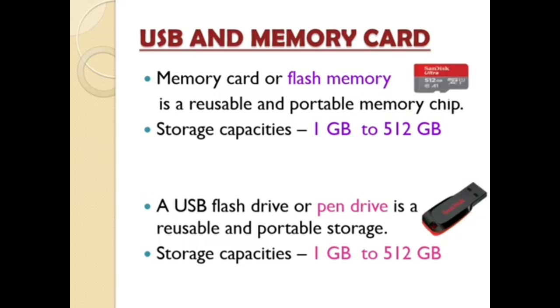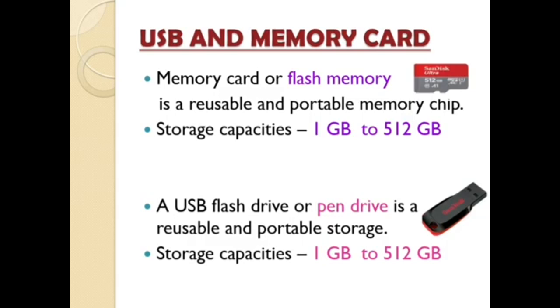The next one is USB. A USB flash drive or pen drive. So we can say a USB drive or pen drive is a reusable and portable storage device. This is also one type of storage device. Storage capacity is the same, 1 GB to 512 GB. So this is also another type of storage device. So CD, DVD, external hard disk, USB and memory card, all these are secondary storage devices.